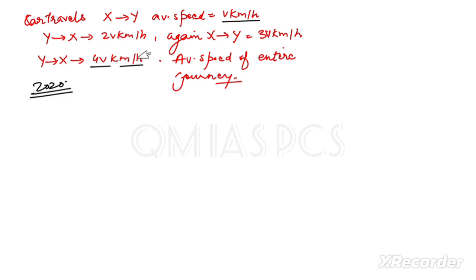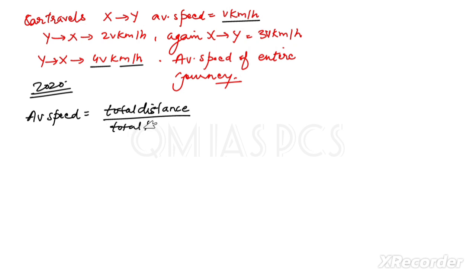We have to find the average speed of the entire journey. If you work on the basic formula, not the derived formula, it will be easier for you. If I say, what is the average speed, we will write average speed is equal to total distance divided by total time.